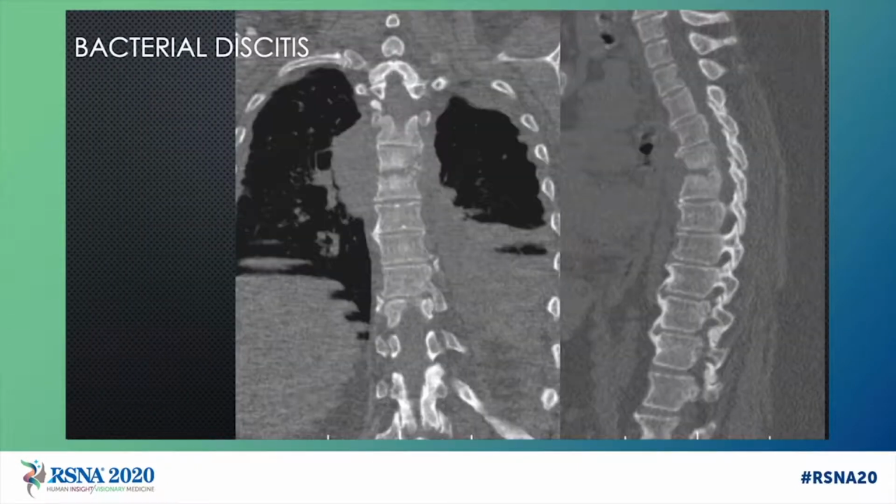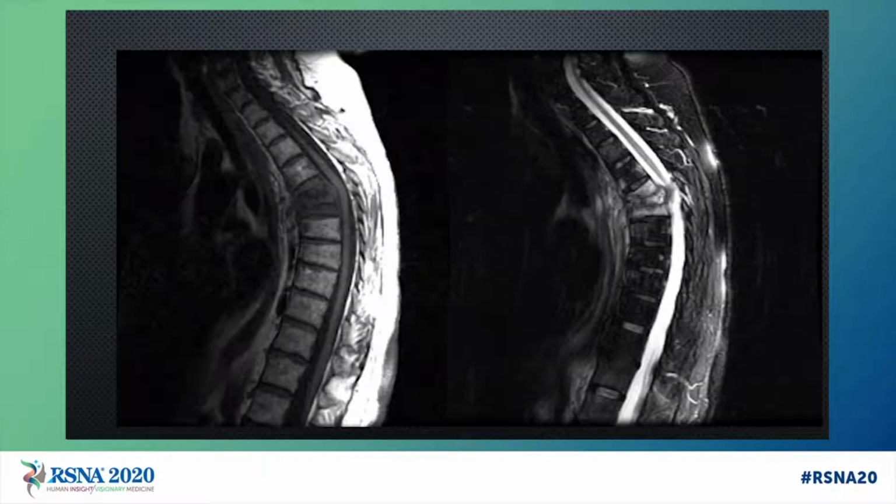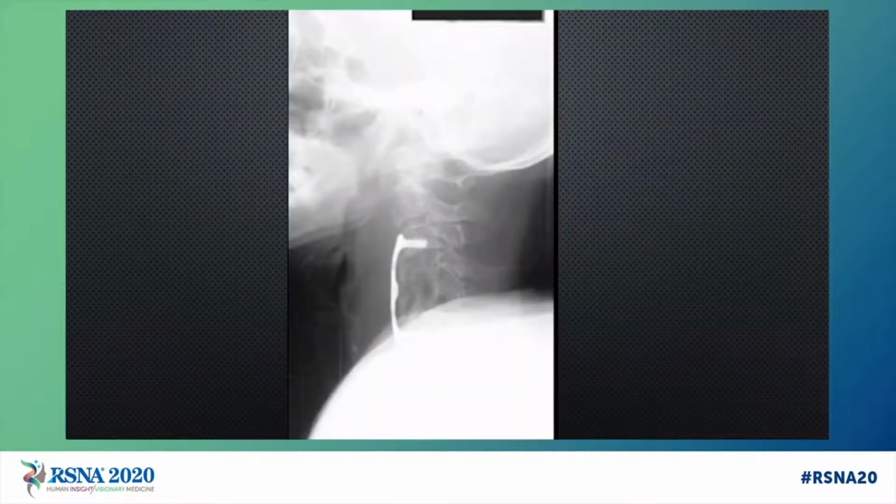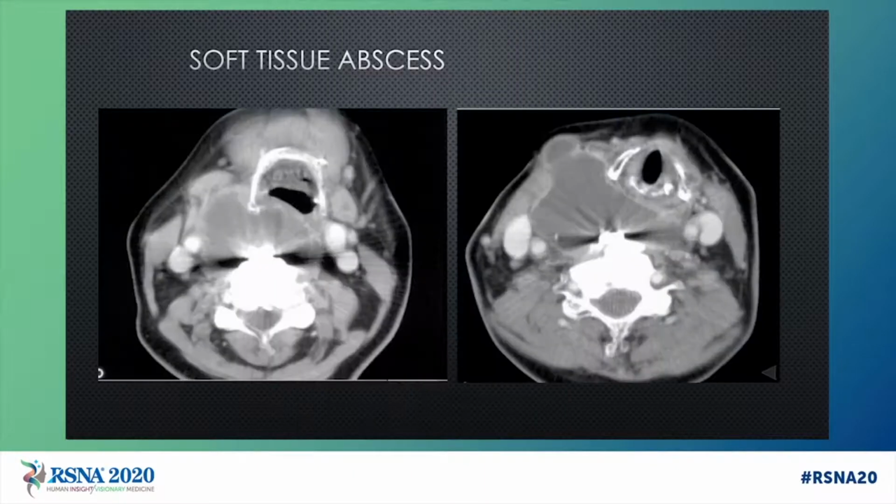Another example in the thoracic spine, same appearance, destruction of the end plates. Then when we look at the MRI, there's fluid within the disc with edema at adjacent vertebral bodies. Also in the post-operative state, can get infections, and in this case, the prevertebral soft tissues are swollen. On CT, we can see a collection in keeping with an abscess.